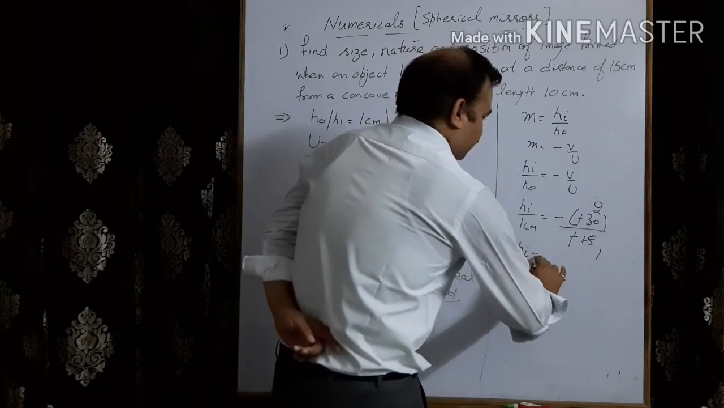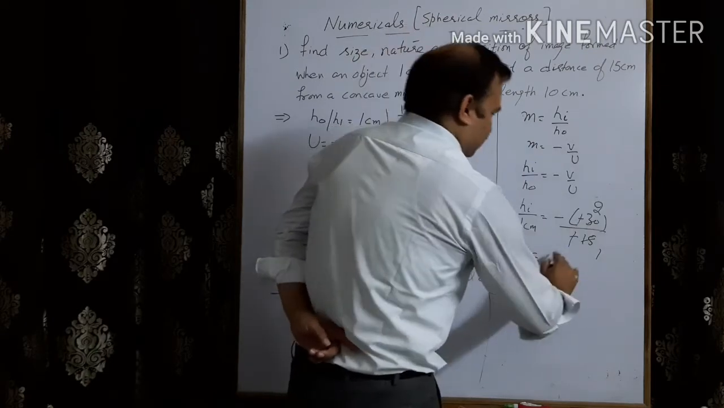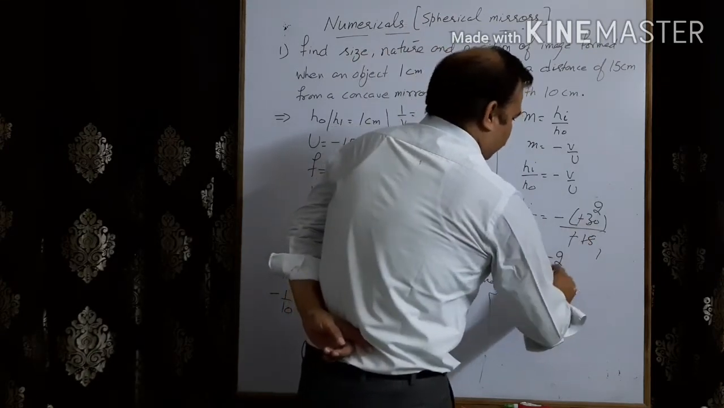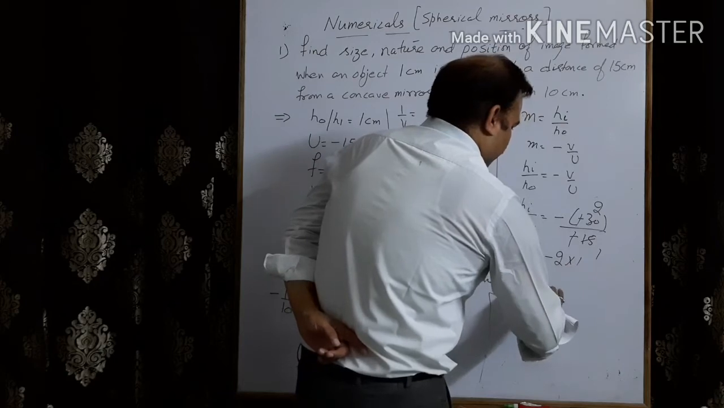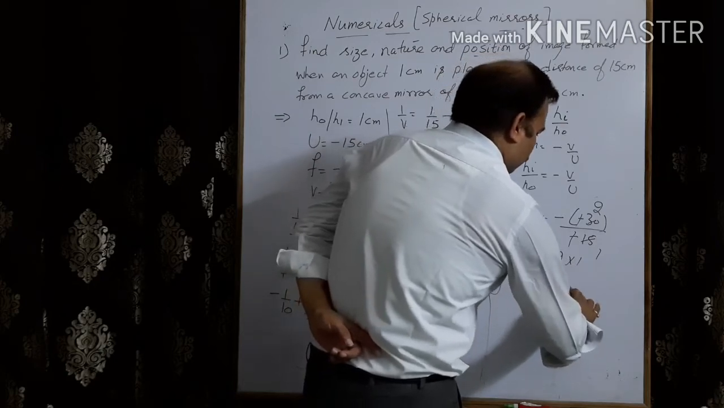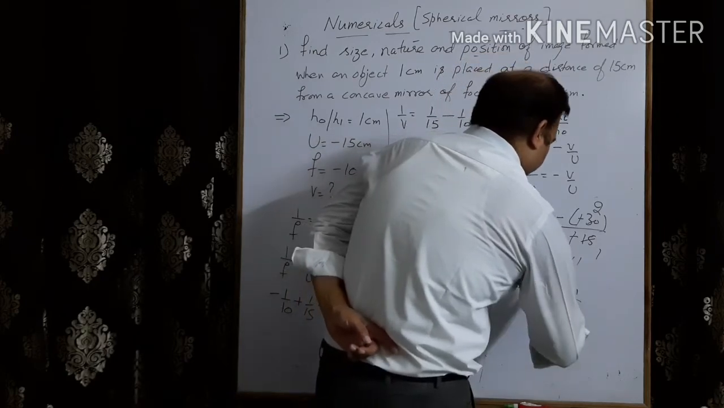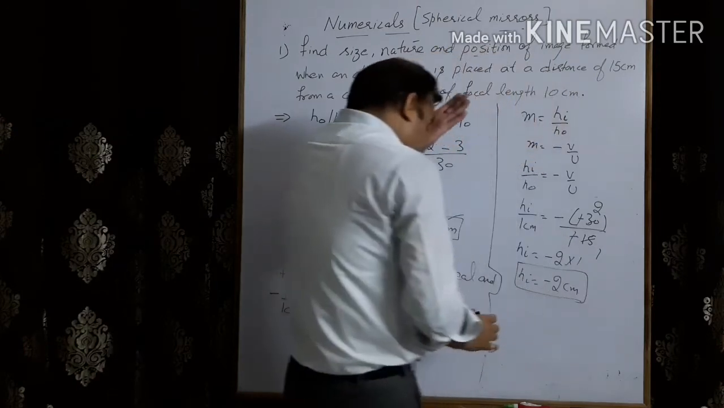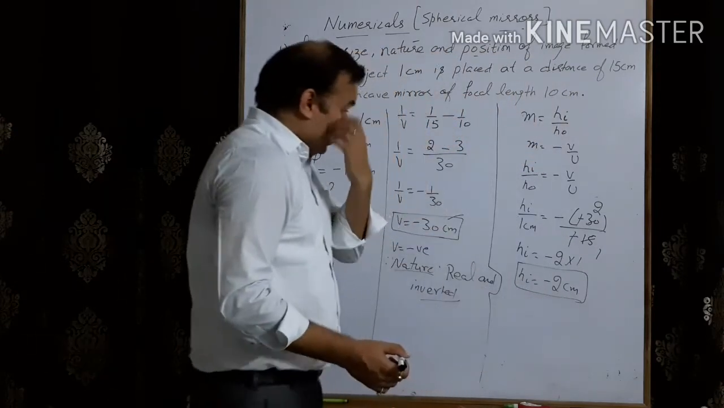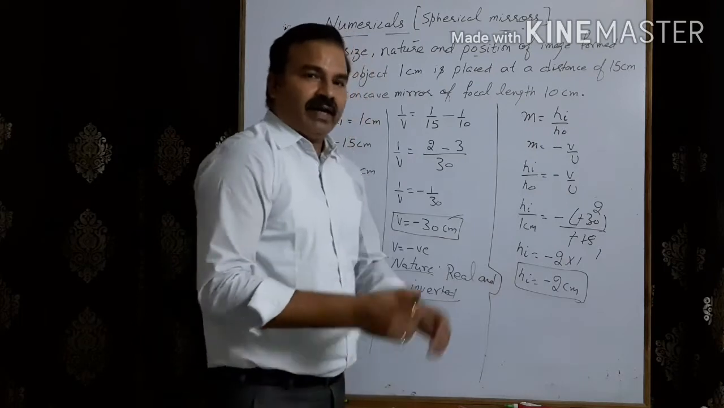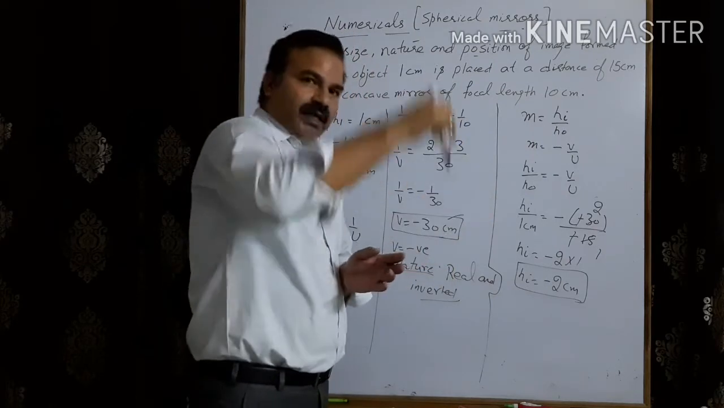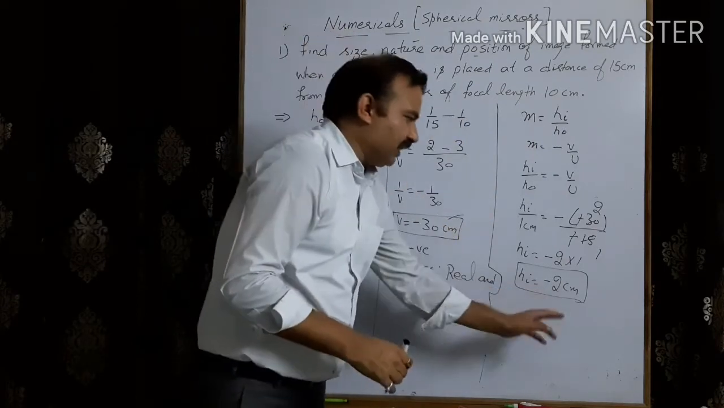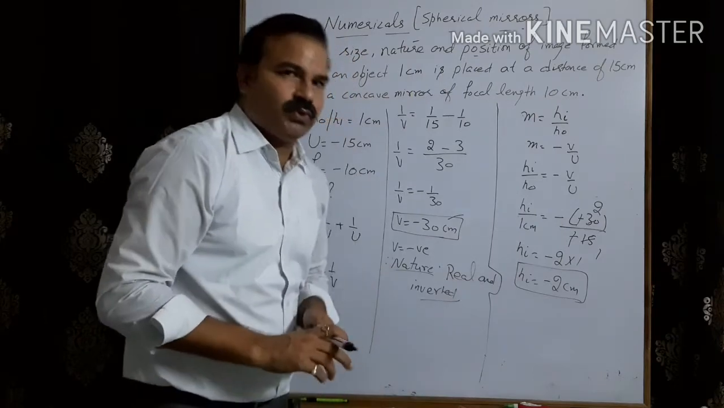So hi is equal to, this 1 centimeter will go other side. This is minus 2 multiplied by 1. So hi is equal to minus 2 centimeter. See, hi is minus 2. It means height is minus, and minus means that image is inverted. So that's why the height of an image will be minus 2.